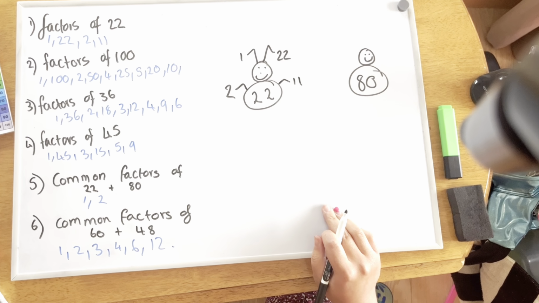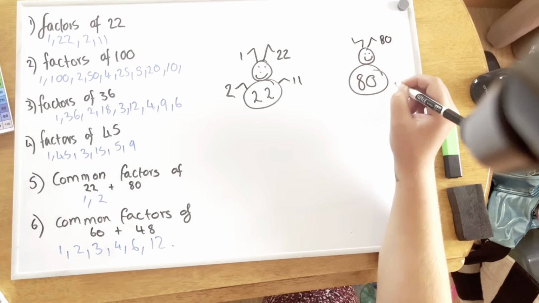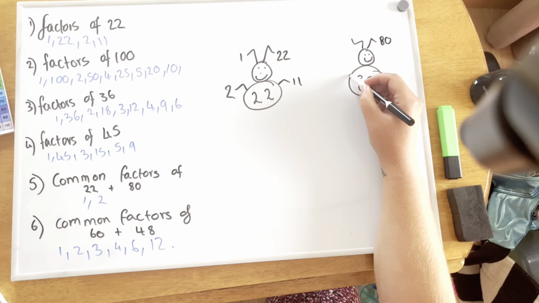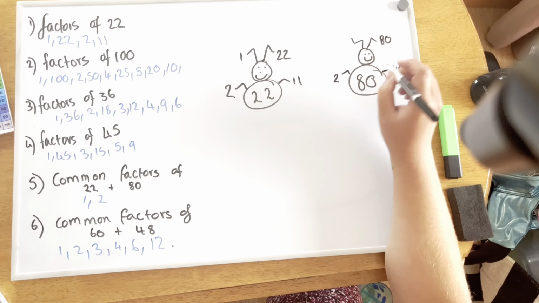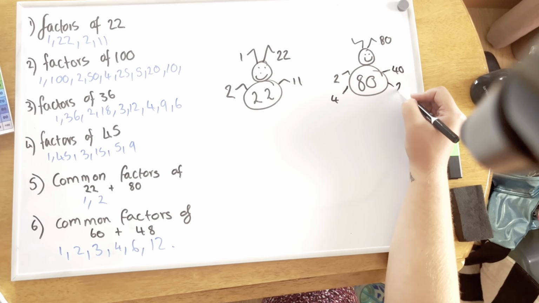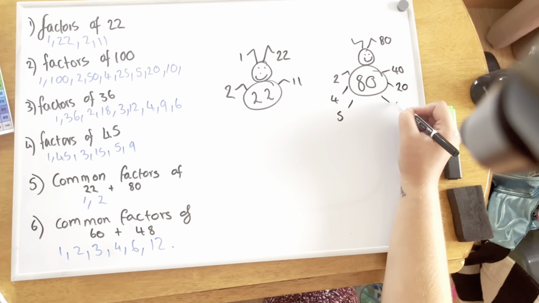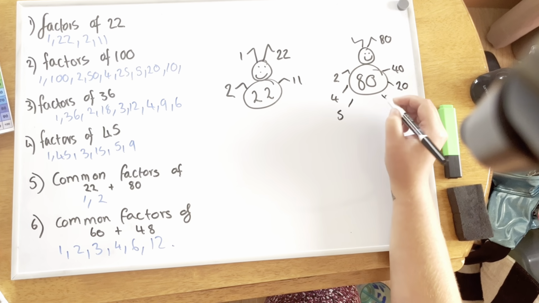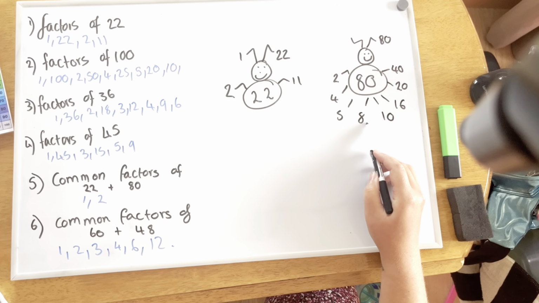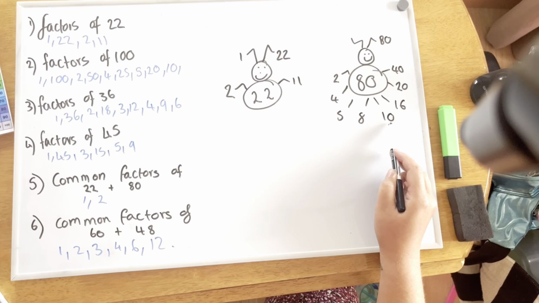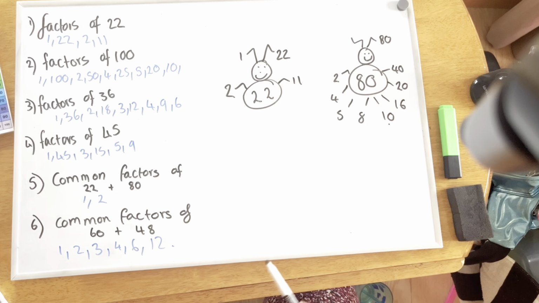Now let's try 80. So again, 1 and 80. Then we will have 2 and 40. Does 3? No. 4 and 20. 4 times 20 makes 80. 5 times 16. And then 8 and 10. And again, 9 doesn't go into it, so the next number would be 10, and we've already got 10 there. So you know that once you've got this number, you've found all of your factors.